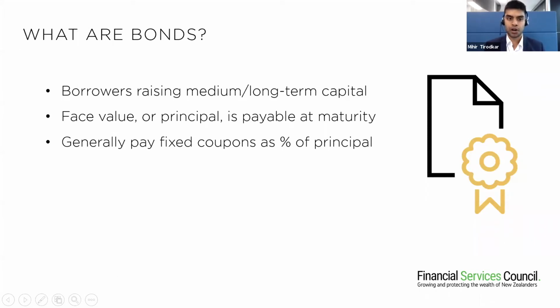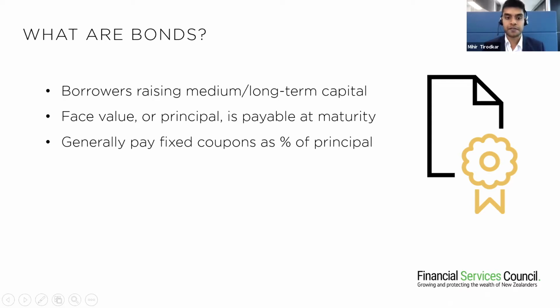Moving on, we'll talk about bonds. What are bonds, or fixed income or fixed interest products? Bonds are long-term debt. Borrowers looking to raise medium to long-term capital issue fixed interest, fixed income or bond products, bond securities, and sell them to investors. The investors pay an amount in exchange for the face value, which is paid back to them at the maturity of the bond.